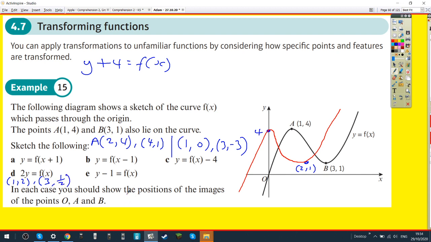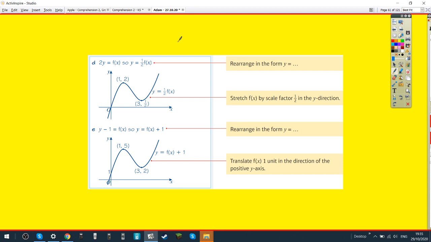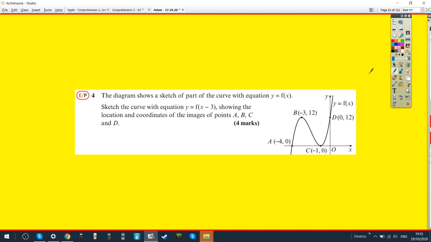And then for E, it'd be add 1 to Y. So it'd be 1, 5. And B is 3, 2. Well done. So I did some of this with you last time to help you understand the other stuff, and it turns out it was time well spent.